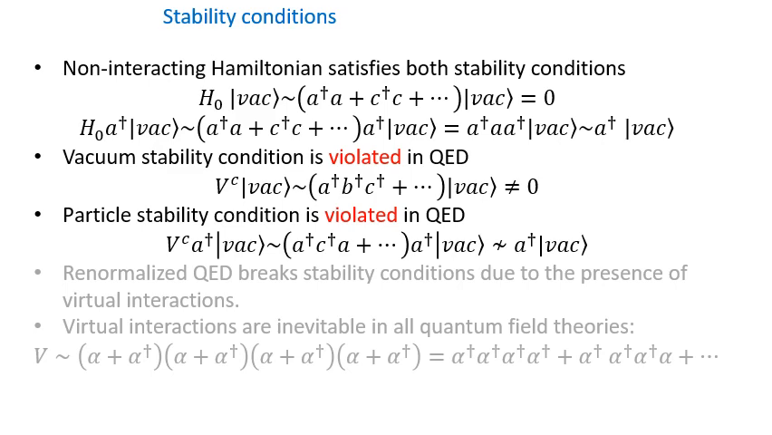The particle stability condition is violated as well. By acting on a one electron state, the interaction A dagger C dagger A will create a new photon, thus forcing the state vector to leave the one particle sector. Of course, this transition cannot be permanent because it violates the energy conservation law, but our stability condition forbids such events from happening even for a short time.